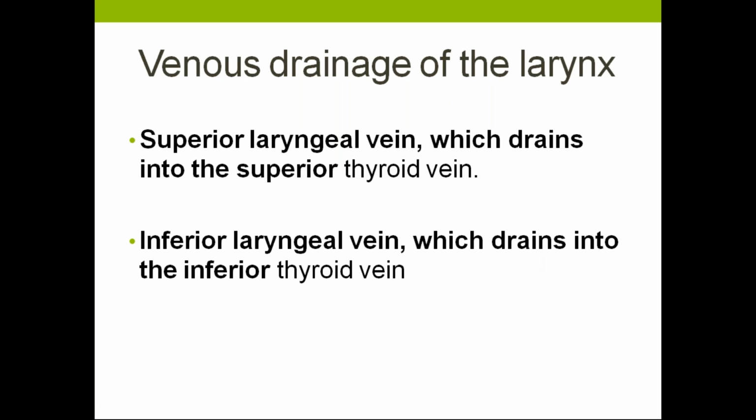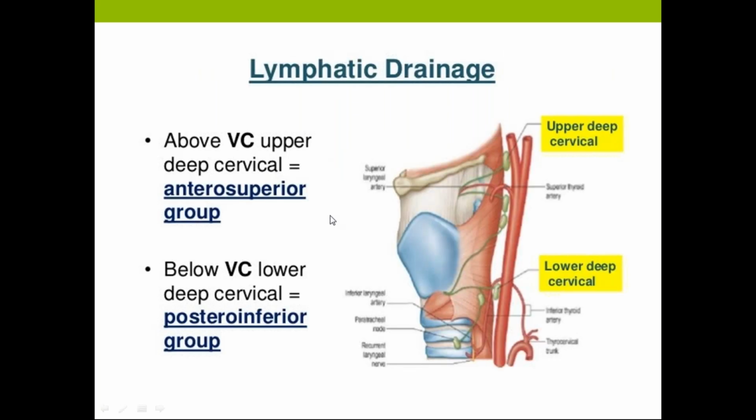Now next we'll see about the lymphatic drainage. Here also, above the vocal fold, it drains into the upper deep cervical lymph node. This is the anterosuperior group. Below the vocal fold, it drains into the lower deep cervical node, or sometimes it will go to the pretracheal and prelaryngeal lymph nodes. I think now you're clear about the lymphatic drainage of the larynx.